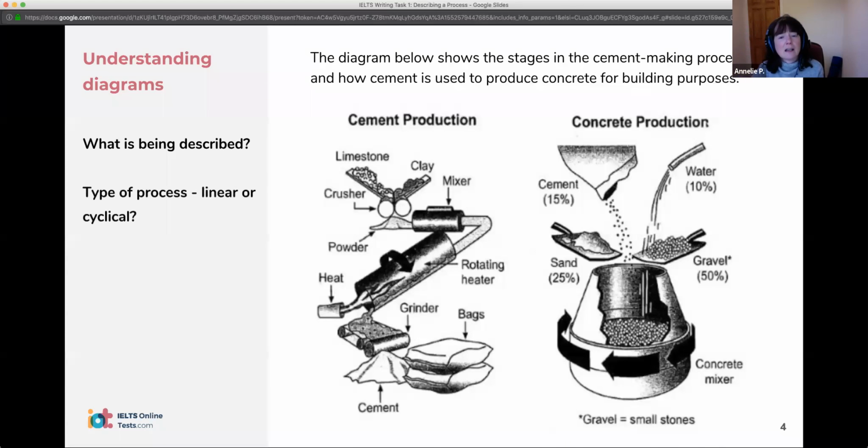Okay, very good. So is this a linear process or a cyclical process? Okay, a linear. Okay, very good. So linear, we have a starting point and we have an end point. Okay, what other types of processes might be linear? Okay, can anyone think of any examples? We've got concrete, okay, some kind of manufacturing, tea making. Okay, yeah, that's a very common one.